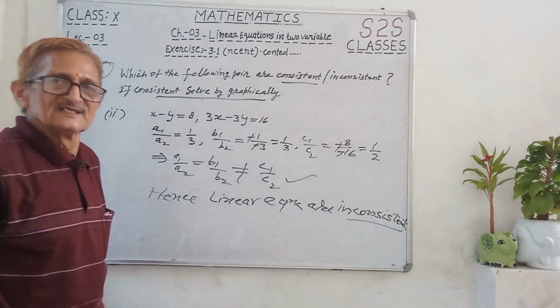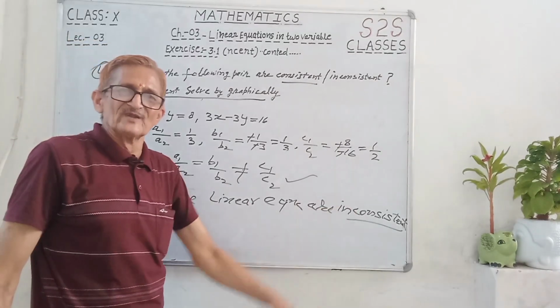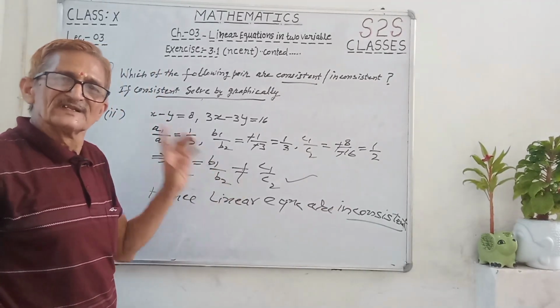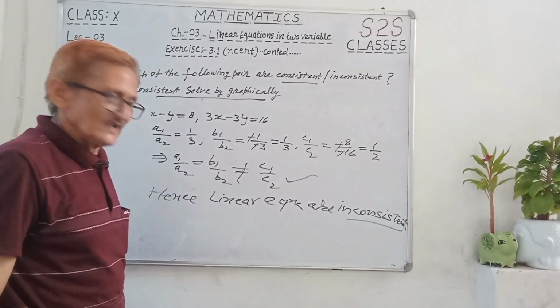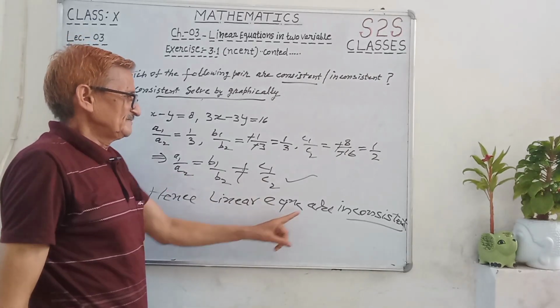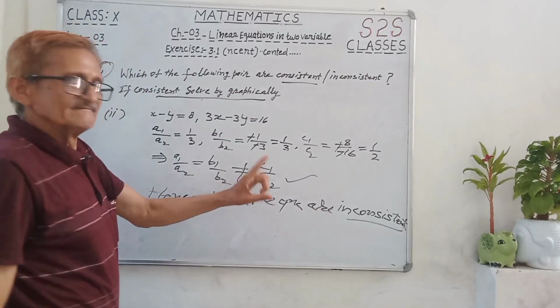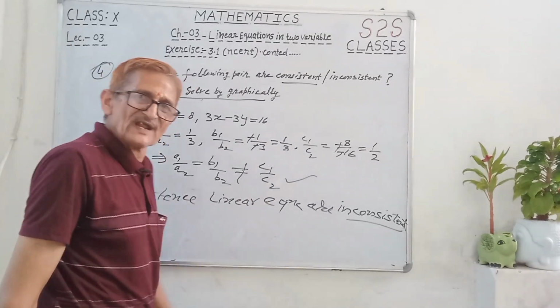Okay. The first condition, unique solution: a1 upon a2 not equal to b1 upon b2. Then there is a unique solution, and the intersecting point on the graph is the solution. And in the third case, if all three ratios are equal, then there are infinitely many solutions and the lines are coincident.